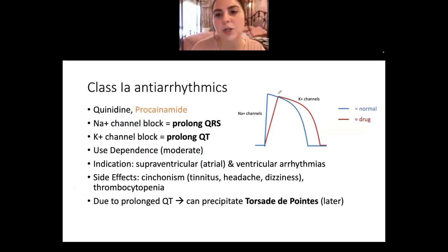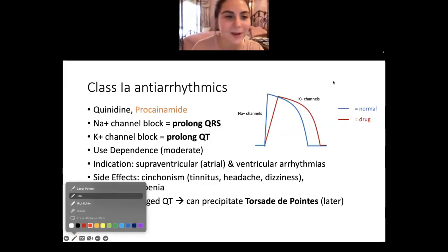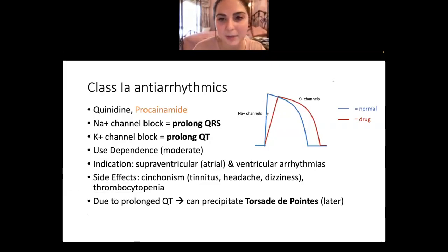Okay, now the specific ones. And I want you to notice especially the slant. Because when we talk about the 1Cs, you'll notice the slant for this one is going to be all the way out here, because it has that really high use dependence.